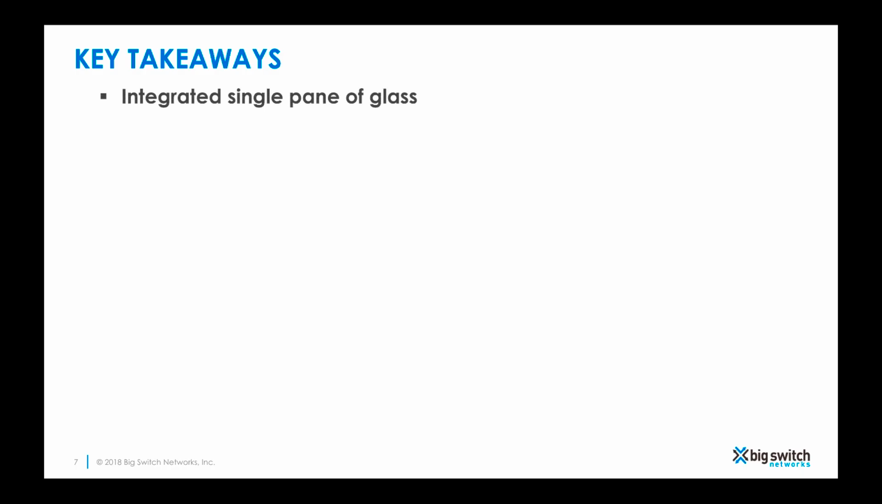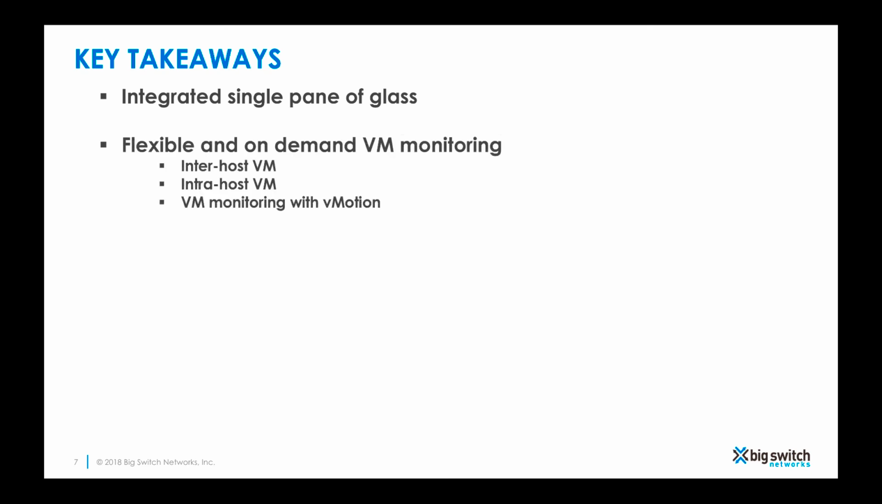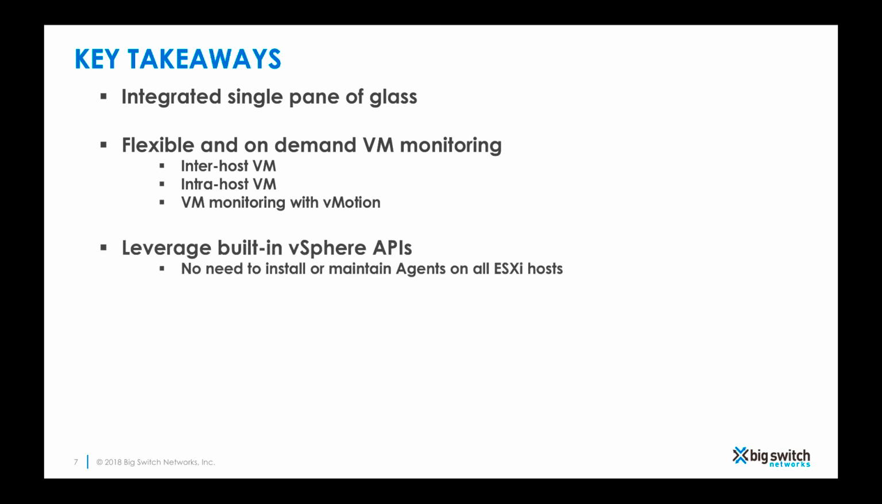Big Mon vCenter integration provides an integrated single pane of glass for vSphere monitoring, flexible and on-demand VM monitoring for intra-host traffic, or monitoring a VM when it migrates to another host via vMotion. It leverages the built-in vSphere API to provide end-to-end network visibility in virtual environments, thus alleviating the need for installing and maintaining agents on every ESXi host.